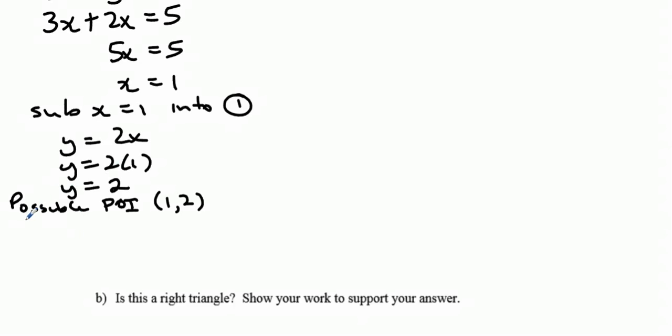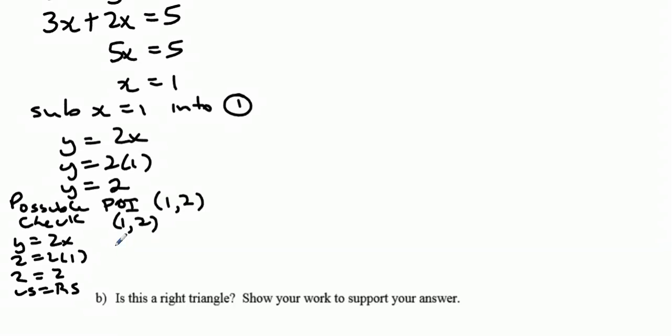See if I can squeeze this in. So check the point (1, 2). y equals 2x, so y is 2. 2 times 1 is 2, and left side equals right side. So far, so good. And then the other point that we had was what?